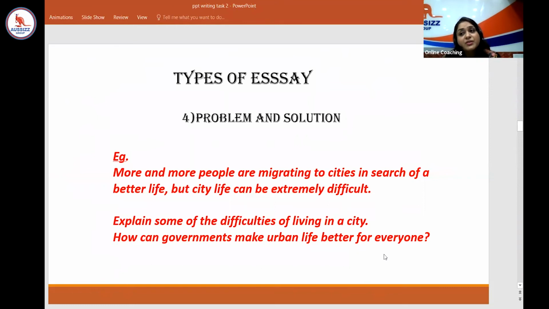But city life can be extremely difficult. So what do you think? You need to explain some of the problems. How can government make urban life better for everyone? Now you have to give solutions for how the government can help people lead a good life in the cities. So it's as simple as that.